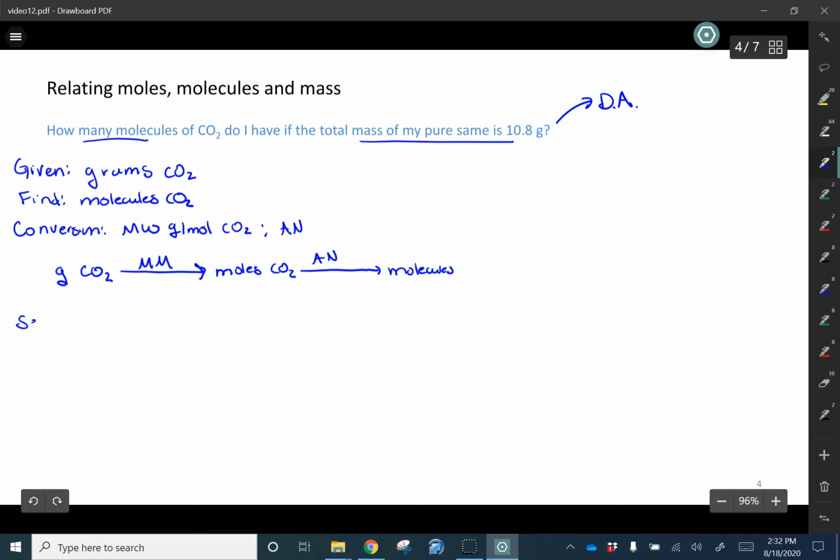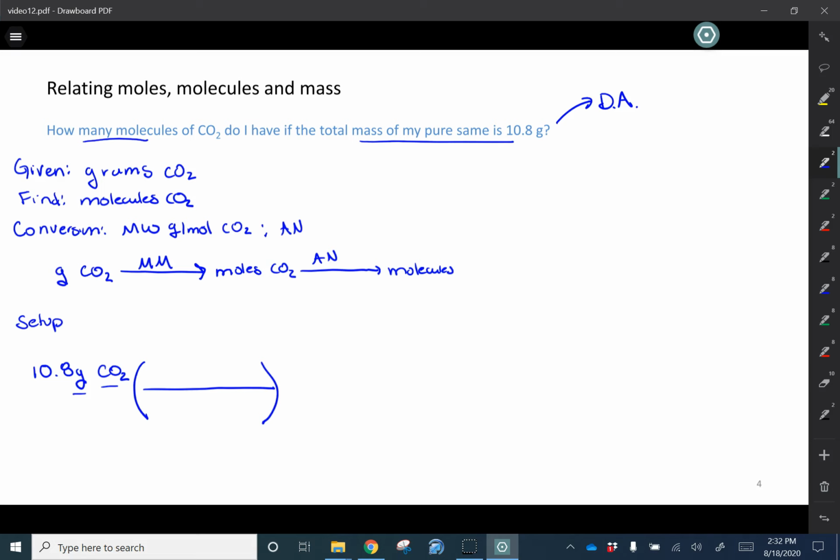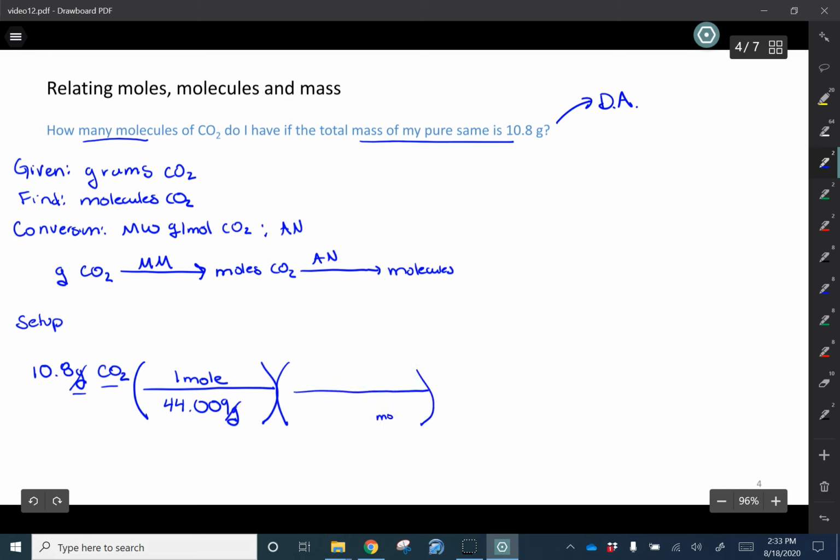Now we'll set this up. We say 10.8 grams of CO2. Again, just as a reminder, always put your units and what you're looking at. So I'd take points off if you didn't have grams. I'd take points off if you didn't have CO2. The molecular weight of this molecule is 44.009 grams per 1 mole. So now we'll have gotten rid of grams and we'll be in moles. We want to get rid of moles and get molecules.